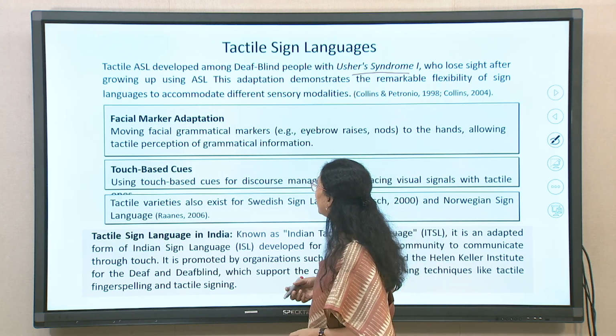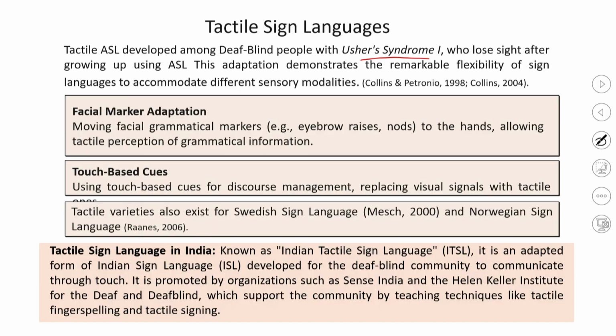So, facial marker adaptation, moving facial grammatical markers. So, eyebrow raises, nods to the hands, allowing tactile perception of grammatical information, because in order for you to understand sign language, one has to see the hand movement, right. But somebody who has lost sight will not be able to see that.